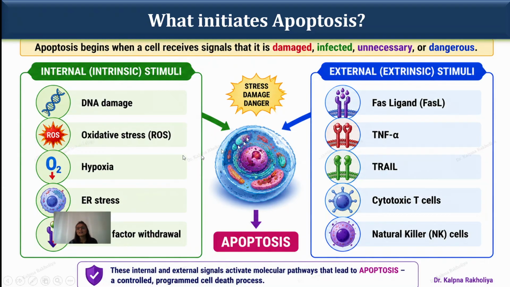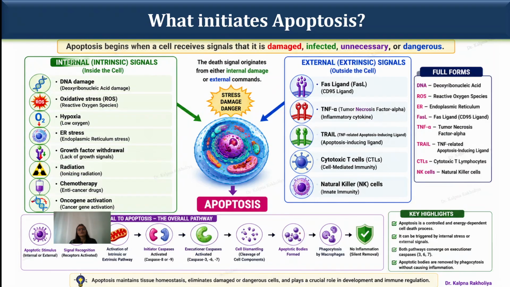In the same way, external stimuli also initiate the apoptosis process. These can be FasL, tumor necrosis factor alpha, TRAIL, cytotoxic T cells, as well as natural killer cells, which are involved in initiating the apoptosis process. How these molecules are involved, we will discuss in detail in the next episode. These are the initiators of apoptosis, and then the apoptosis process will occur.